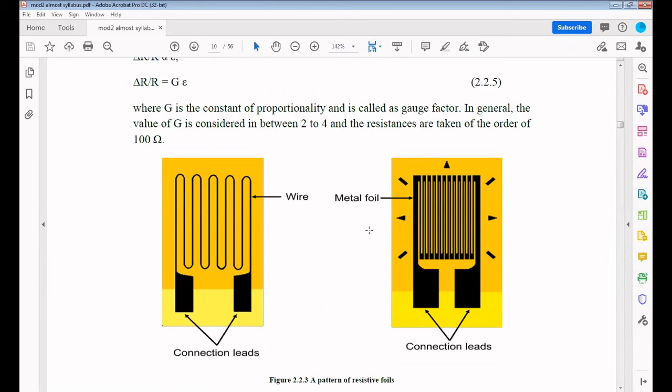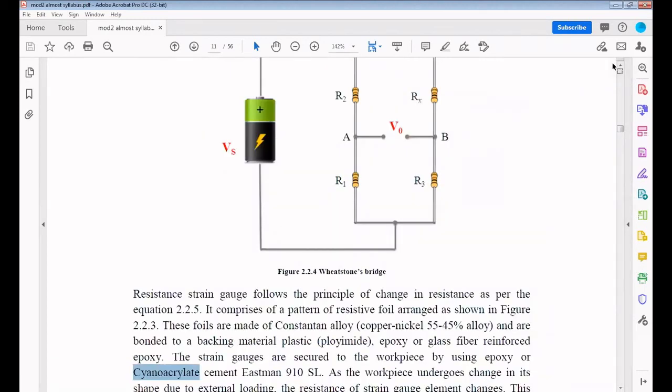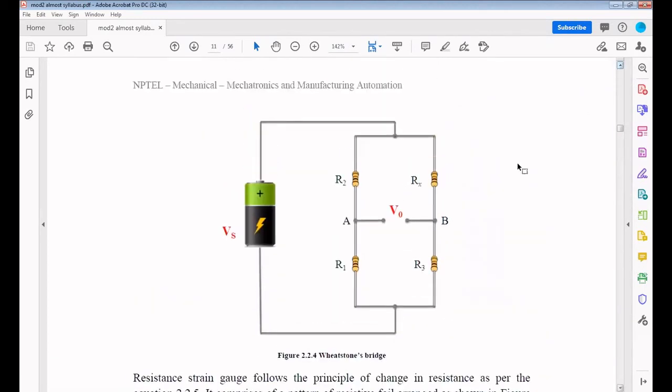So how we can find out, it completely depends upon the stresses. Suppose for example we apply a very small stress, then the variation of resistance is very small. So by using a voltmeter and ammeter method we cannot find out that particular resistance.